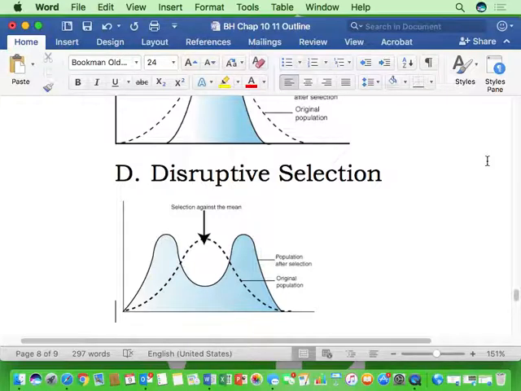But if you're somewhere in the middle, you're going to get picked on by the bright blue ones and you're not going to be able to mate. Kind of a weird scenario. But that's what disruptive selection is.